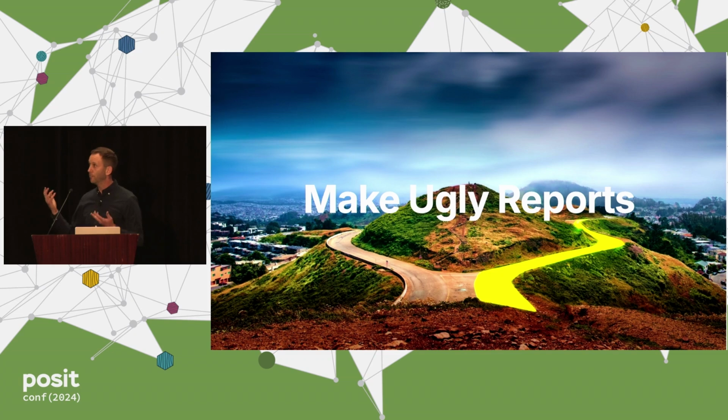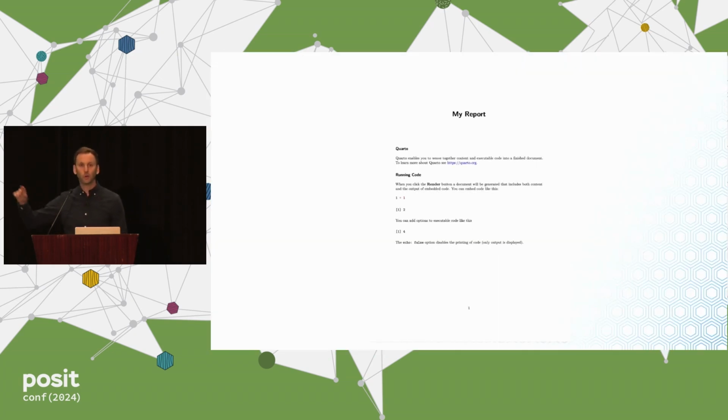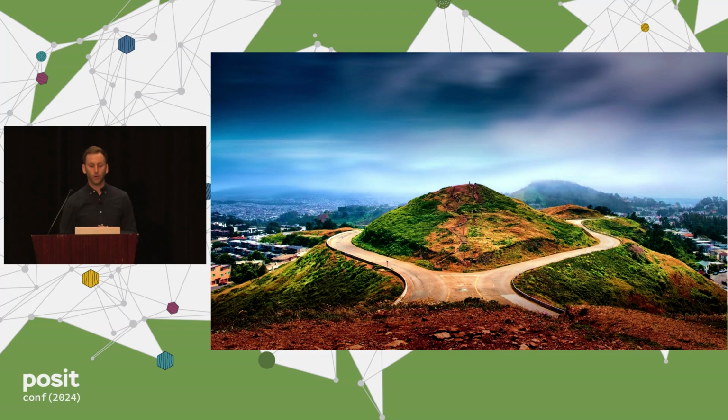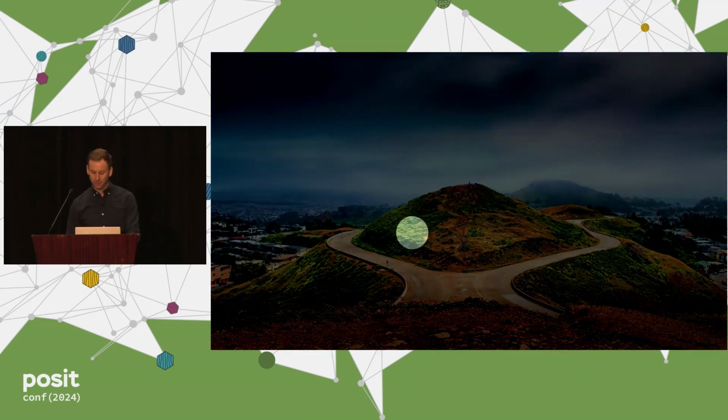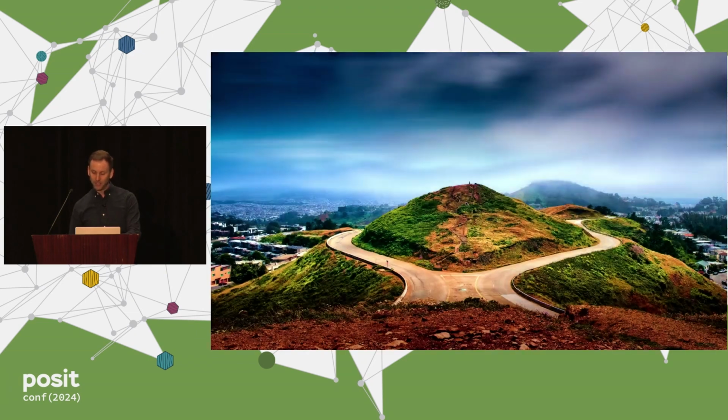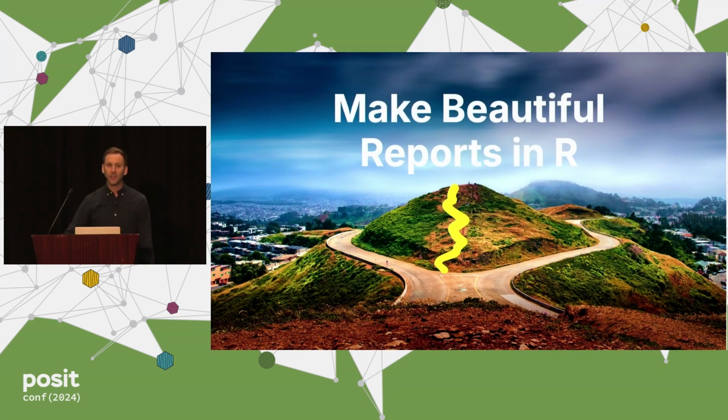The other approach seemed to be to make ugly reports. I'm assuming most people in the room recognize this as the default output if you work with Quarto and you render to PDF, right? It's not the most attractive thing you've ever seen. Eventually, though, I realized there was actually a third path that I had missed. If you look really closely in the middle, there's actually a path that goes up there. And I realized that the third path was to make beautiful reports in R.